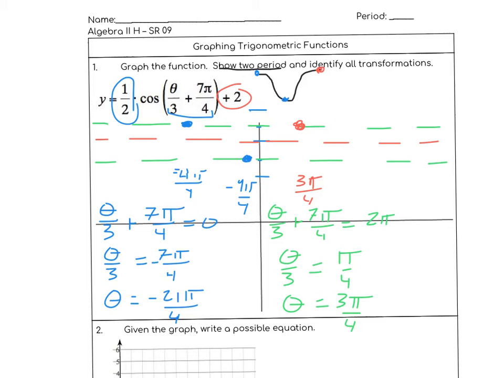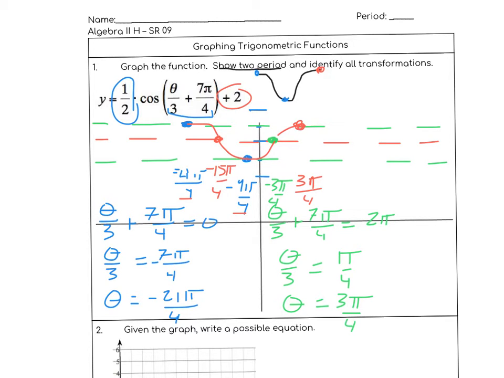And then cutting each of those in half for negative 21, negative 9, that's negative 30. That gives me negative 15 pi over 4. And looking at negative 9 and positive 3 is negative 6. That gives me negative 3 pi over 4. And there's my first cycle.